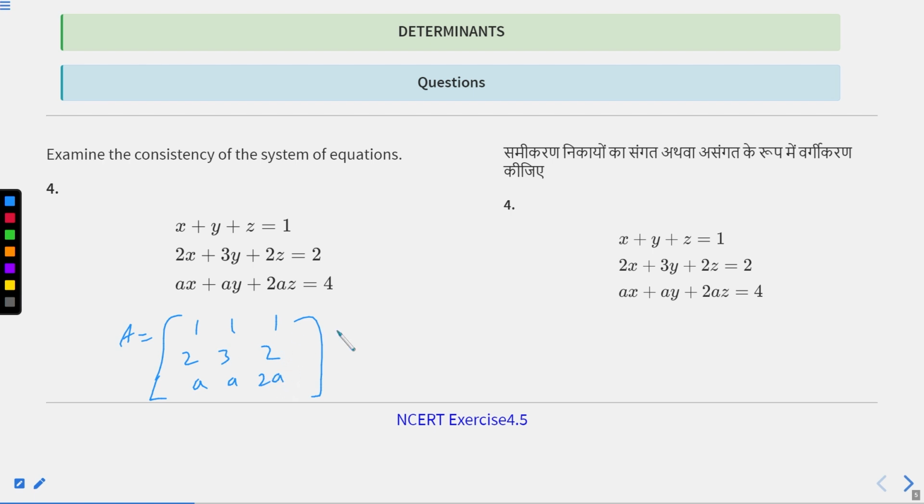Clear? Now find the determinant. The determinant will be quite easy. So plus 1 minus 1 plus 1 plus 1.